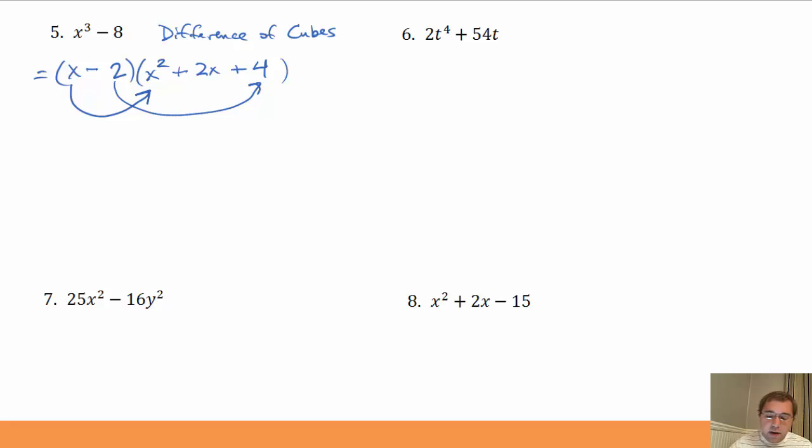So that is how we factor a difference of cubes. And we could try to factor x squared plus 2x plus 4 further. We'll notice that we can't. Factors of 4 are only 1 and 4 and 2 and 2. Neither one of those will add together to give us 2. And anytime we do a difference of cubes or a sum of cubes, that will always be the case. We won't be able to go any further if we have a quadratic trinomial left.